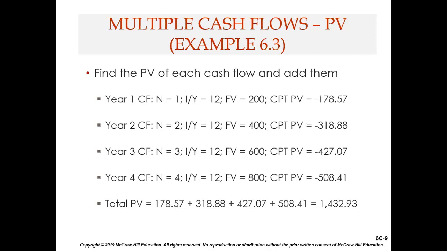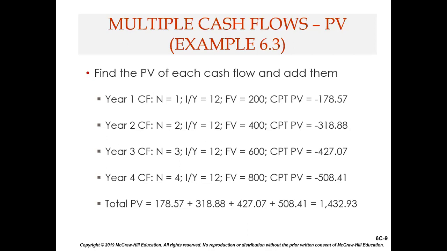$318.88. Do the same thing for the next calculation at the end of year three. So my N is 3. My future value is 600. What is that $600 worth today at time zero? Present value, alpha enter, 427.07.